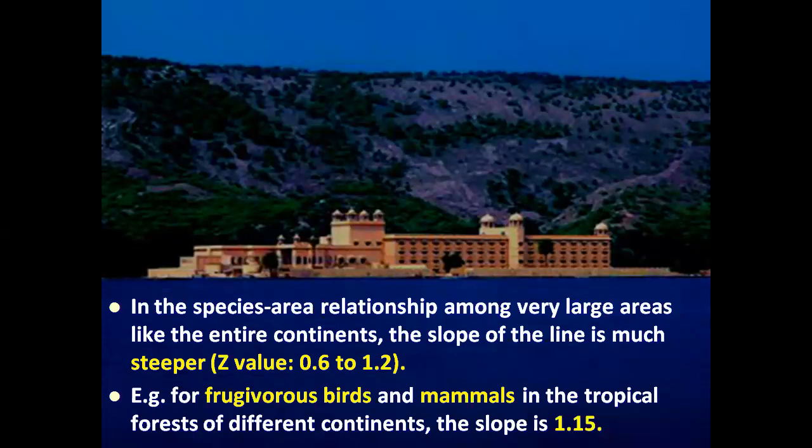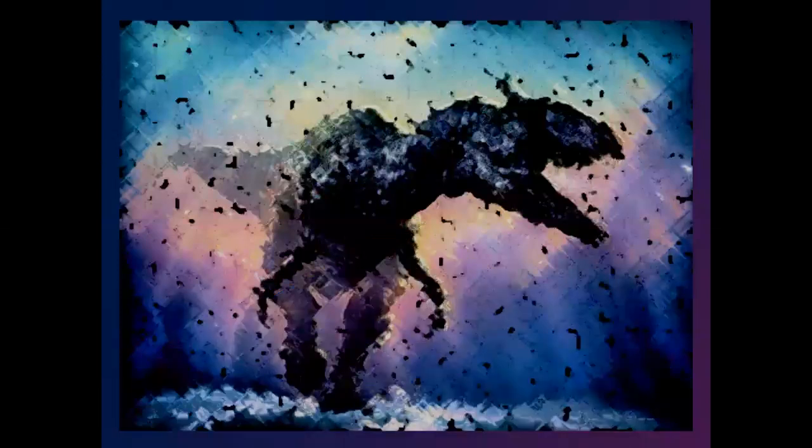Okay, so in the species area relationship among very large areas like the entire continents, that means overall a total continent, the slope of the line is much steeper. That means 0.6 to 1.2 we can expect. So what is 0.6? Less than required, 1.2 more than the requirement. So for frugivorous birds and mammals in the tropical forest of different continents, the slope is 1.15. If I ask now, you can answer, is there any danger there? No, there is no danger. They are 1.15. That means more than the requirement they are present. That means richness is very good there.